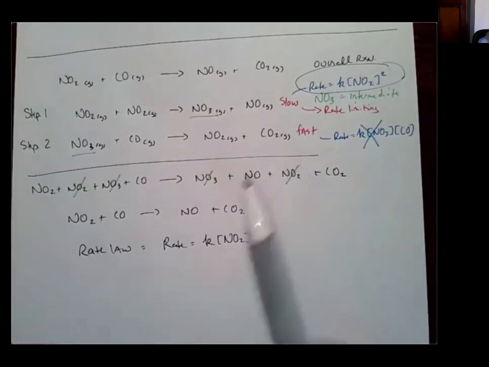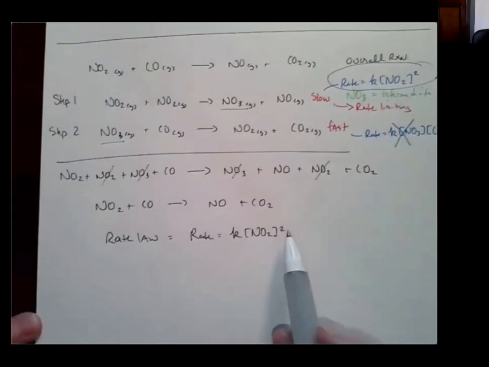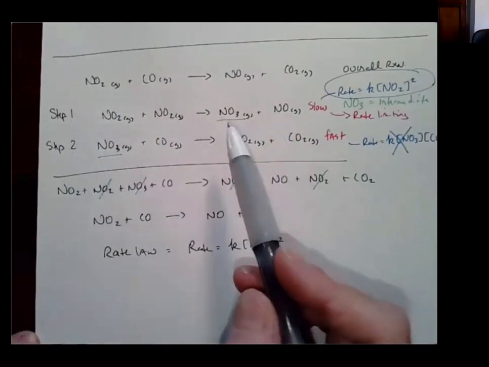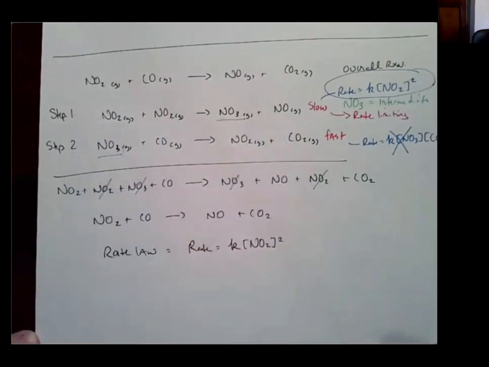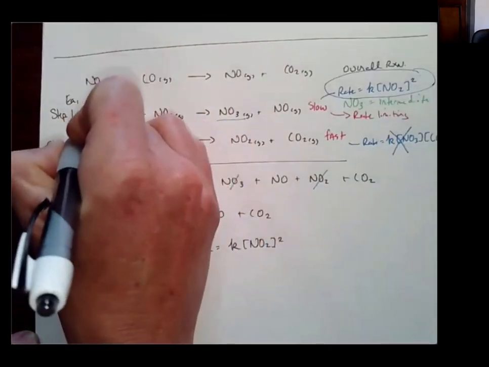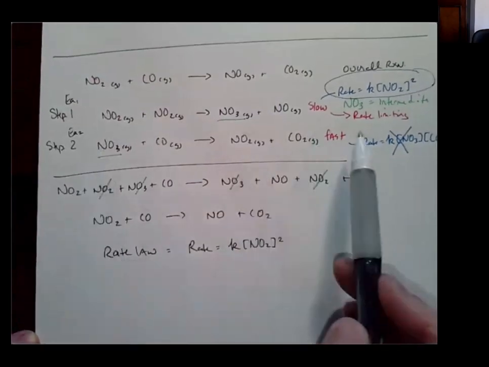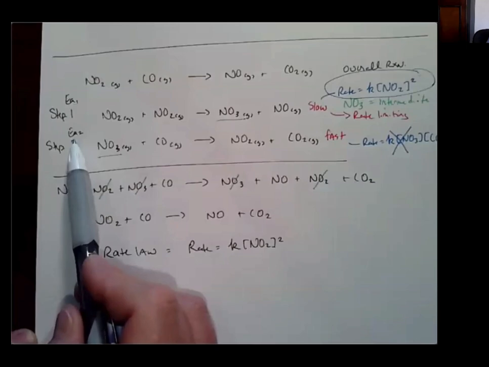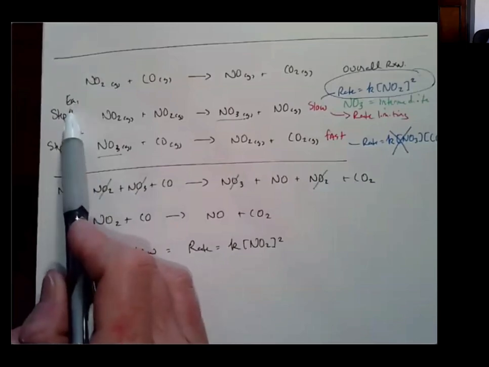If step 2 is slow, then it gets a little bit more complicated. If I were going to draw an energy diagram for this, because each one of these is an individual step, I'm going to have 2 activation energies. I'm going to have an activation energy for step 1, and I'm going to have an activation energy for step 2. But since this is fast, that tells me that this activation energy here is going to be really small. This is going to be my larger activation energy.